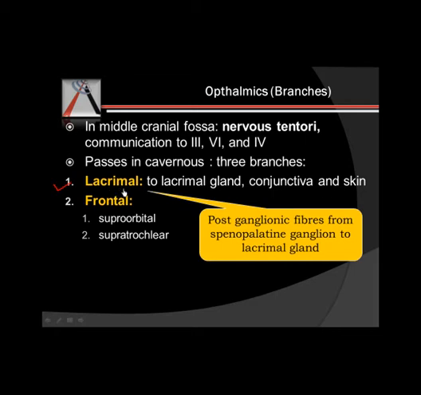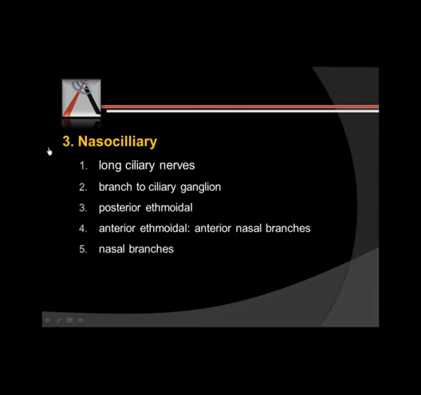Actually, this lacrimal branch carries the postganglionic fibers from the sphenopalatine ganglion. Now we have seen the sphenopalatine ganglion is a ganglion of the seventh nerve. But this ganglion is situated very close to the maxillary nerve, which is a branch of the fifth nerve. We'll be talking about this a little later. The second branch is the frontal branch that gives the supraorbital and the supratrochlear branch. And the third branch is the nasociliary that gives the long ciliary nerves, the branch to the ciliary ganglion.